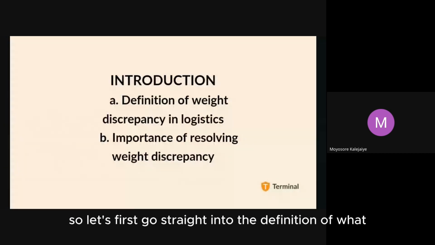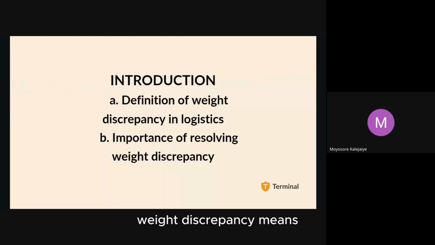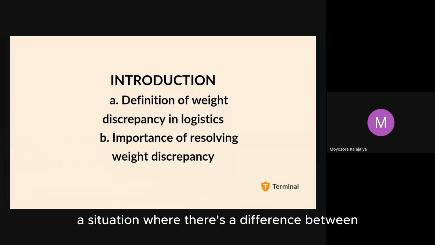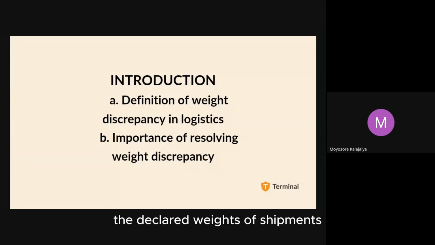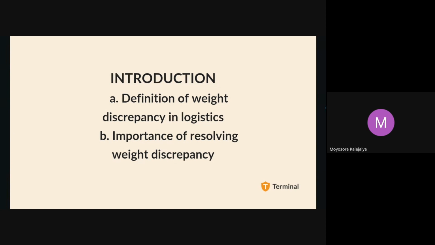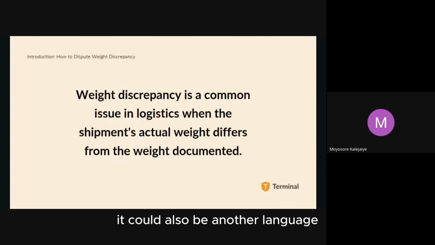So let's first go straight into the definition of what weight discrepancy means. Weight discrepancy refers to a situation where there is a difference between the declared weight of a shipment and its actual weight. It's a common issue in logistics where the shipment's actual weight differs from the weight that was documented.